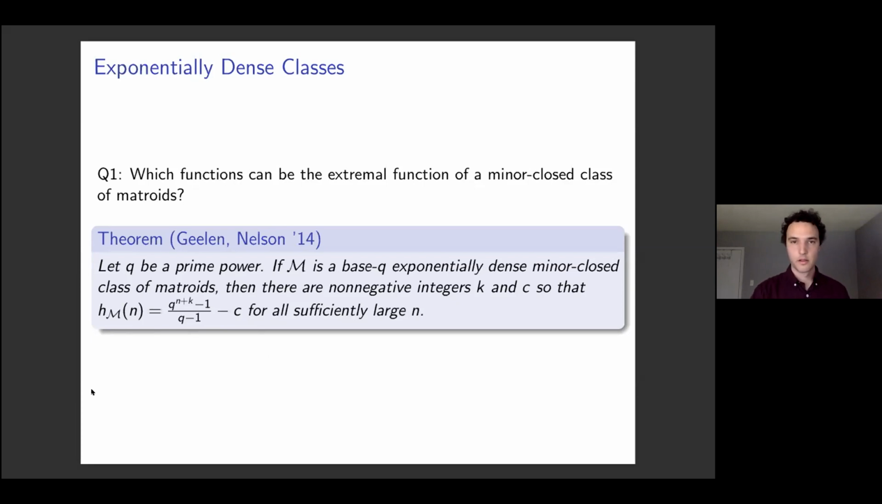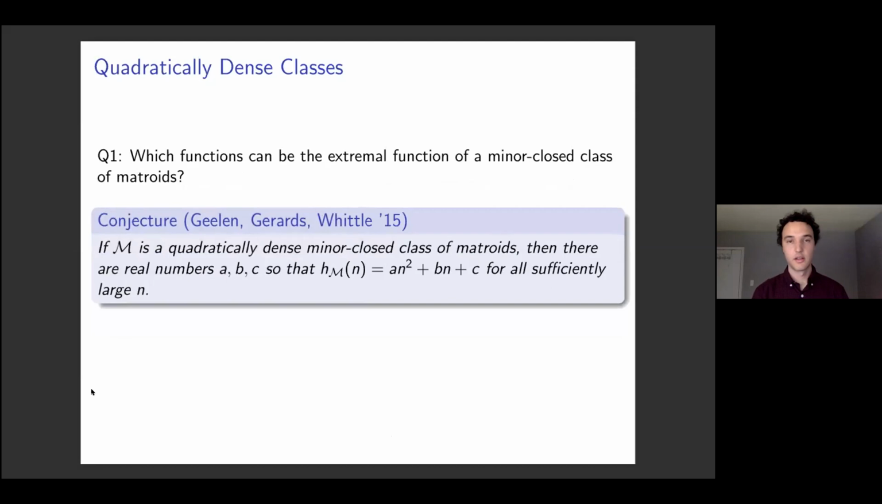So here's what's known for quadratically dense classes. It's not much at the moment. For example, this conjecture of Geelen, Harrods, and Whittle is wide open. If M is a quadratically dense minor closed class, then the extremal function is eventually some quadratic polynomial. So that's not known. And certainly to answer question 1 for quadratically dense classes, we would have to first prove or disprove this conjecture.